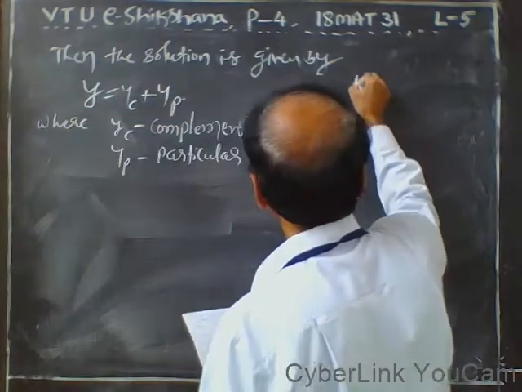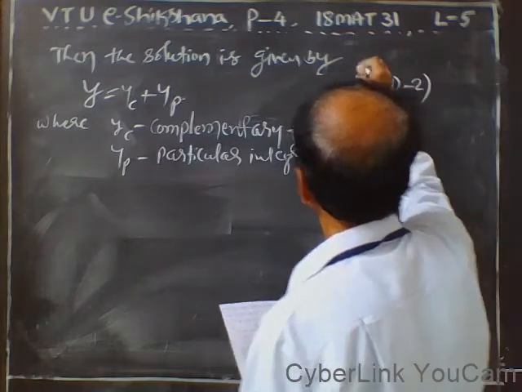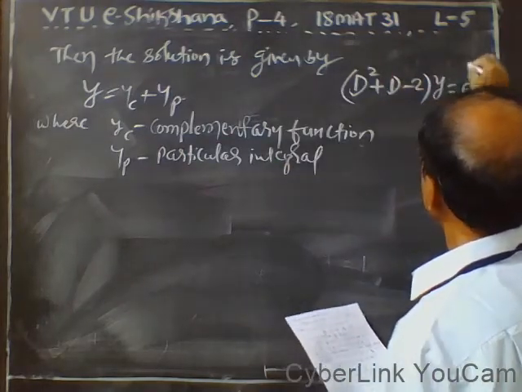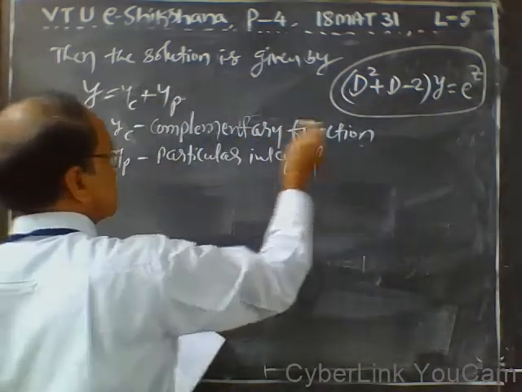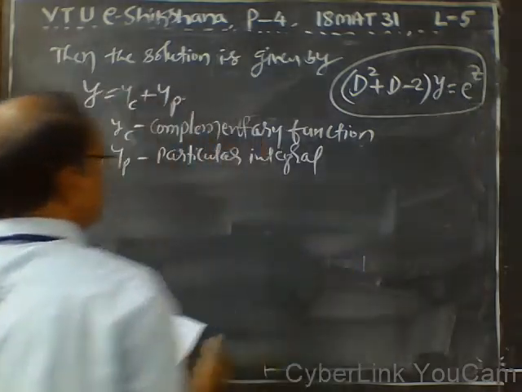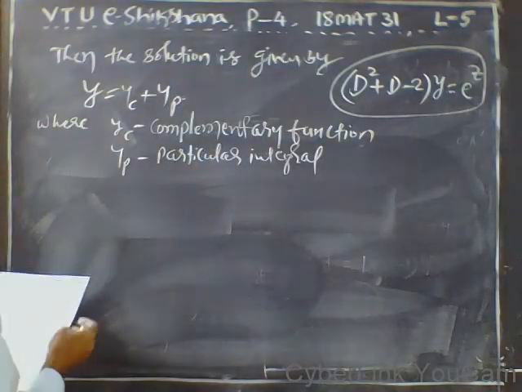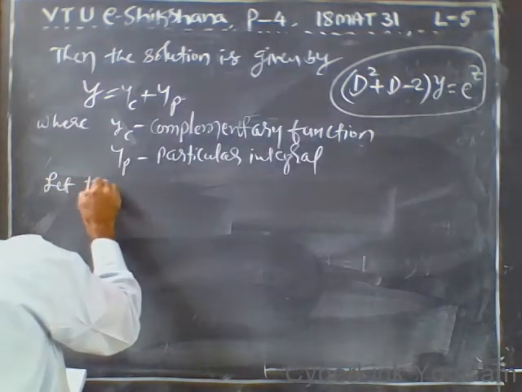The equation is (D² + D − 2) operating on y is equal to e^z. So yc refers to the solution for the LHS and yp refers to the particular integral with reference to the RHS of the problem.